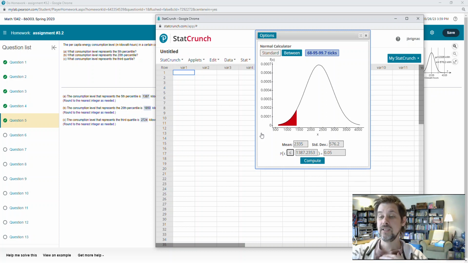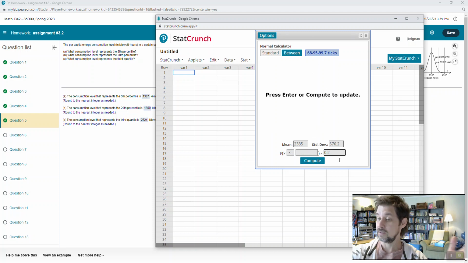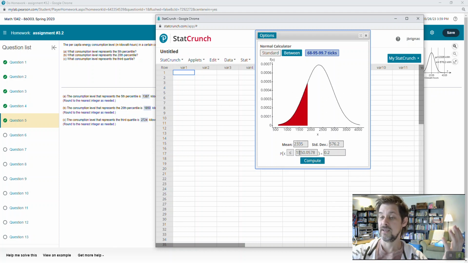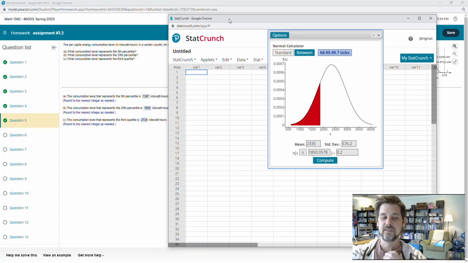What about the 20th percentile? Well, that we would just change this to 0.2. 0.2 in decimal is 20%, and I get 1850.0, so that's why I put 1850 kilowatt hours for that one. This next one sounds a little different. It says, what consumption level represents the 3rd quartile?